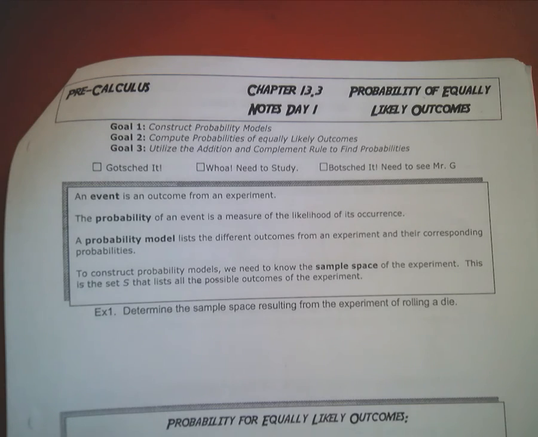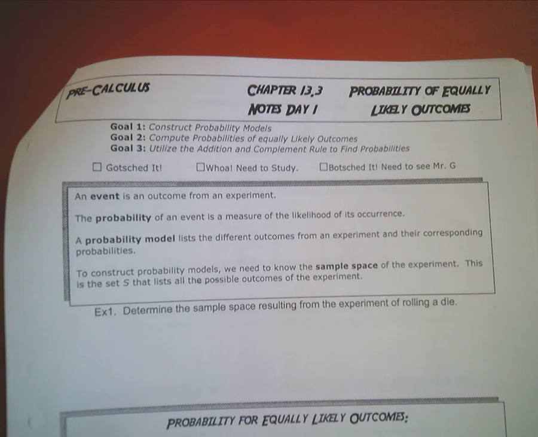All right, so guys, we're going to start in on chapter 13.3. We're finally to the big part of chapter 13, which is the probability. This is what 13.1 and 13.2 is gearing you up for. And today we're going to construct probability models. We're going to look and compute probabilities of equally likely outcomes. And then last but not least, we're going to use the addition and complement rule. I'll talk more about the complement rule on Monday.